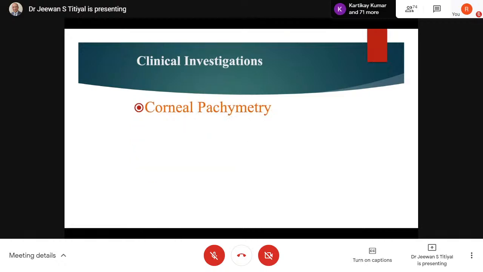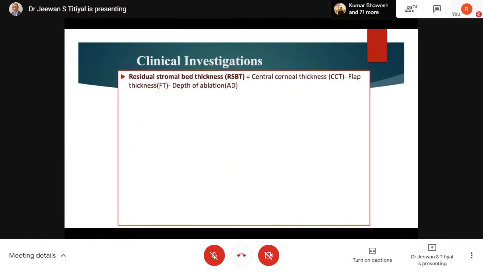Pachymetry, just to cover, because nowadays we calculate the residual bed thickness based on the patient's corneal thickness. It's not only the corneal thickness which is important. The amount of refractive correction which you're going to do is also important, because you have to leave a thickness which will be significantly important to resist the intraocular pressure related ectasia happening in these patients. So residual stromal bed thickness, RSBT, should be central corneal thickness minus the flap thickness that is created by the femtosecond or a microkeratome, and the amount of depth of ablation.